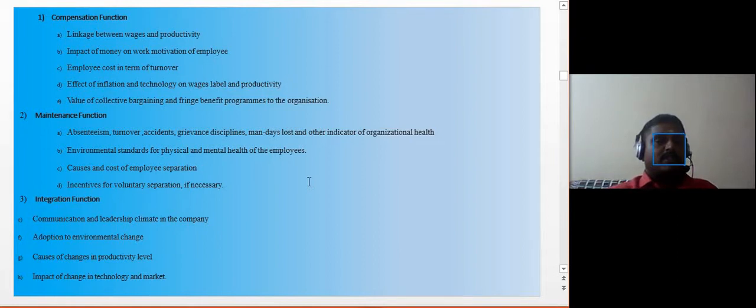environmental standards for physical and mental health of the employees, causes and the cost of employee separation, incentives for voluntary separation if necessary.